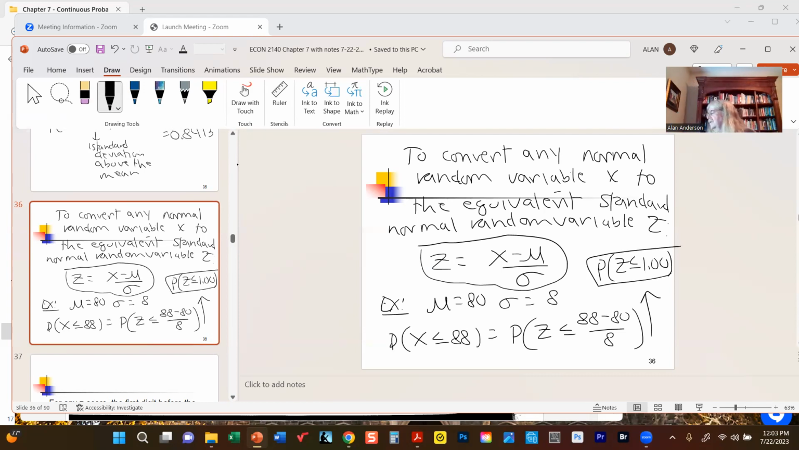If you notice, the table doesn't say anything about cases where the mean is 80 and the standard deviation is 8. It only talks about the standard normal random variable. Now, it's because of this transformation formula that we don't have to worry about it, because no matter what random variable we have, as long as it's normal, we can find the equivalent value from the standard normal table with this wonderful conversion formula. And by the way, when we do it this way, this Z is sometimes called a Z-score.